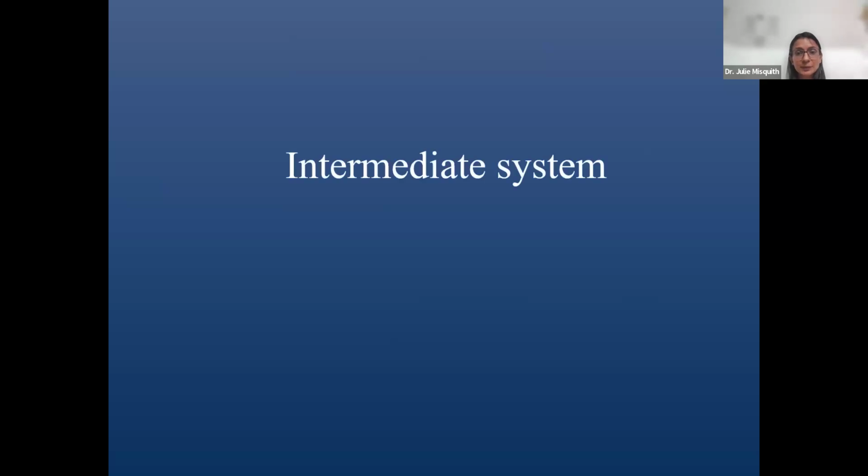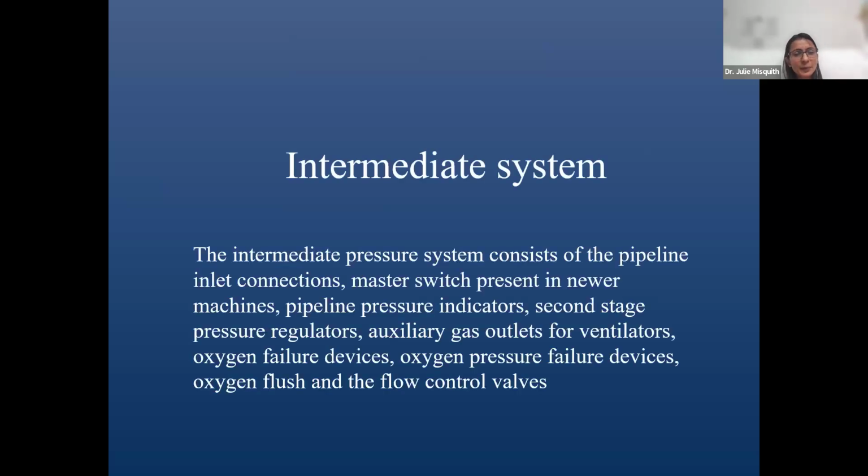Now, the next system we'll deal with is the intermediate system, which comprises the pipeline, the master switch, the second stage pressure regulators, auxiliary gas outlets, and all the oxygen failure safe devices and flow control valves.